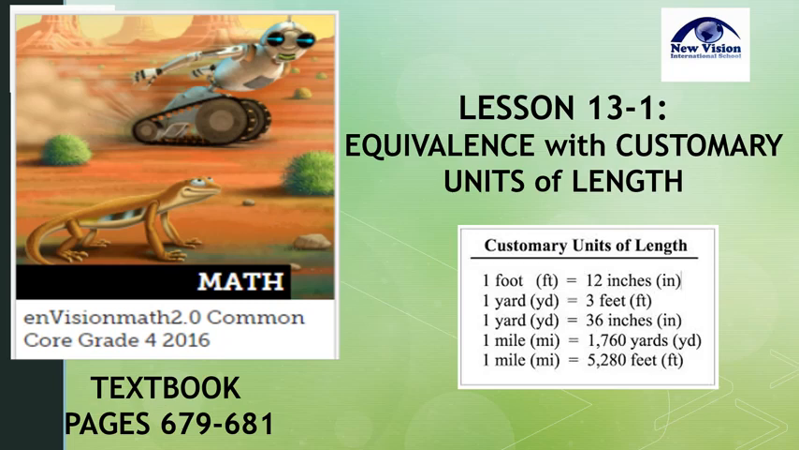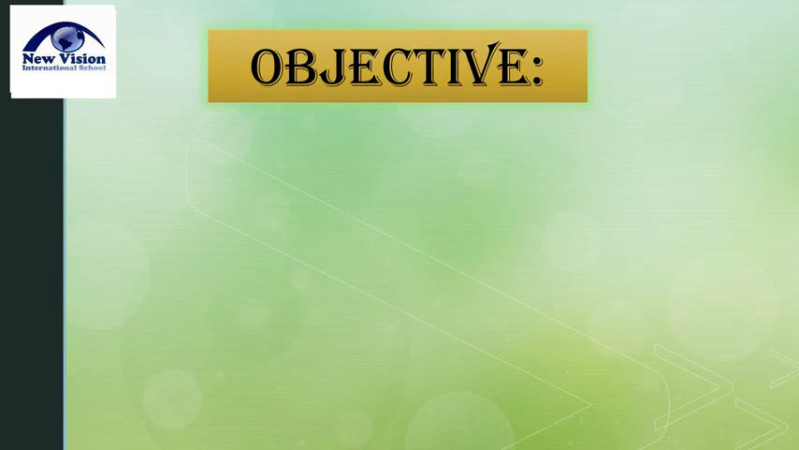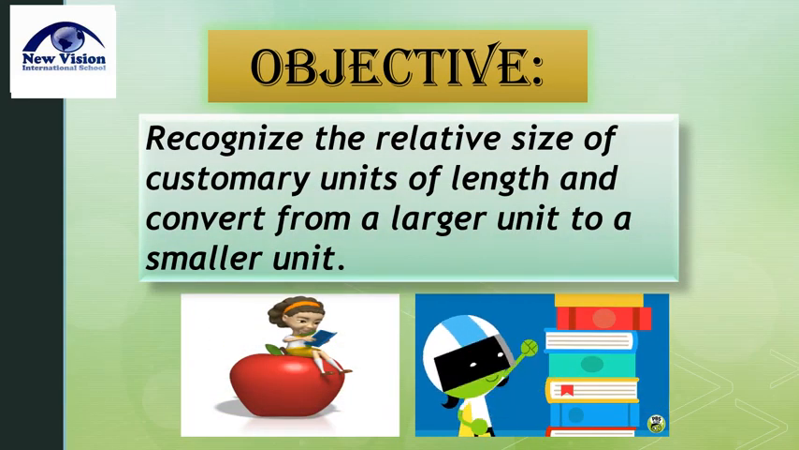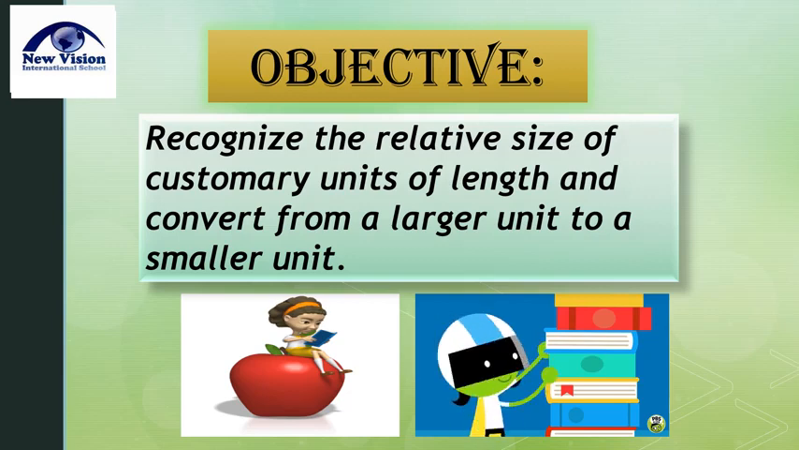Today, you're gonna learn about Lesson 13-1, Equivalence with Customary Units of Length. Open your book on page 679. The objective: recognize the relative size of customary units of length and convert from a larger unit to a smaller unit.